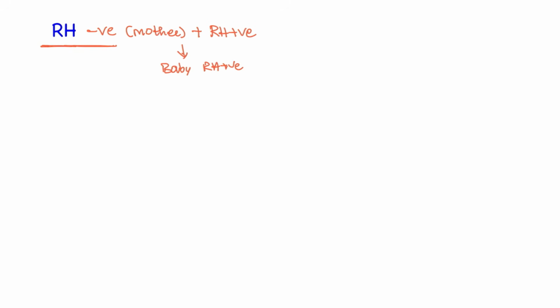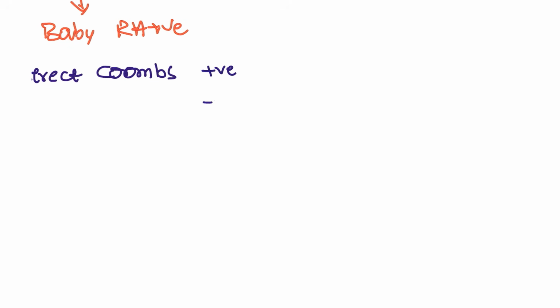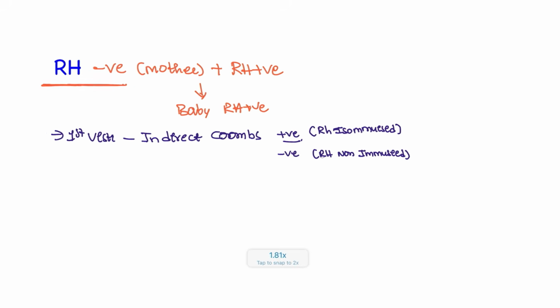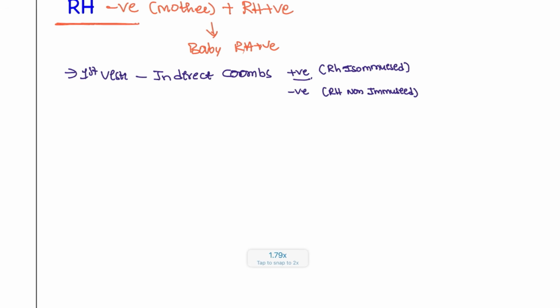Okay, let's see how the patients will present. First and foremost, in the first antenatal visit, you have to check the indirect Coombs test. In the indirect Coombs test, is it positive or negative? If it is positive, it is an RH isoimmunized pregnancy. And if it is negative, this is an RH non-immunized pregnancy. Positive means the baby must be RH positive from the father.